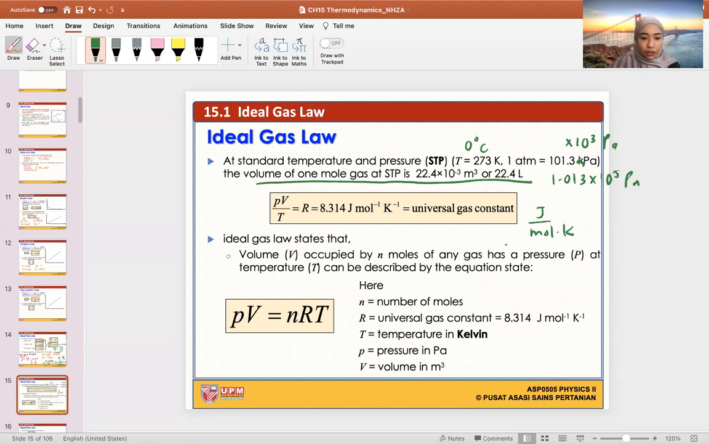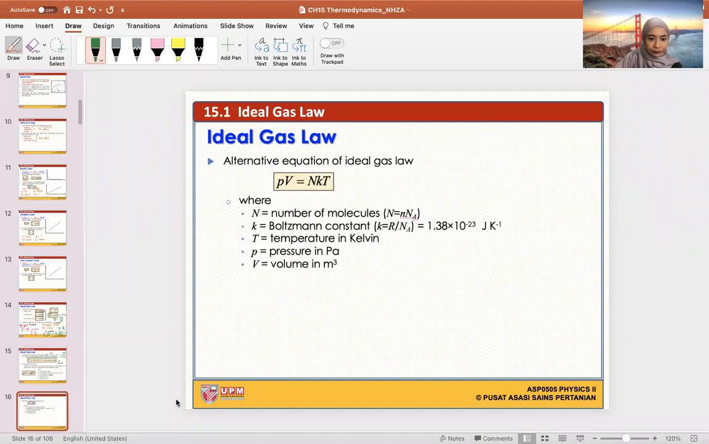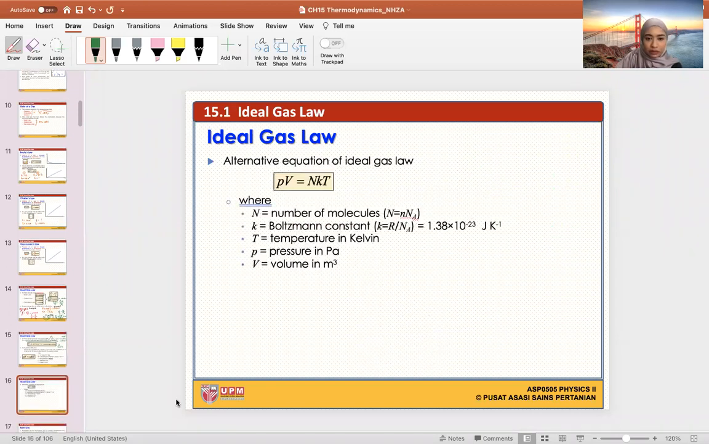We've seen this before. Ideal gas law states that volume V occupied by n moles of gas has a pressure P at temperature T can be described by the equation of state PV equals nRT. Okay. So an alternative equation for ideal gas law is just substituting the R for k, R over NA, this one. Okay, substituting R for k and NA because kita belajar k equals R over NA.